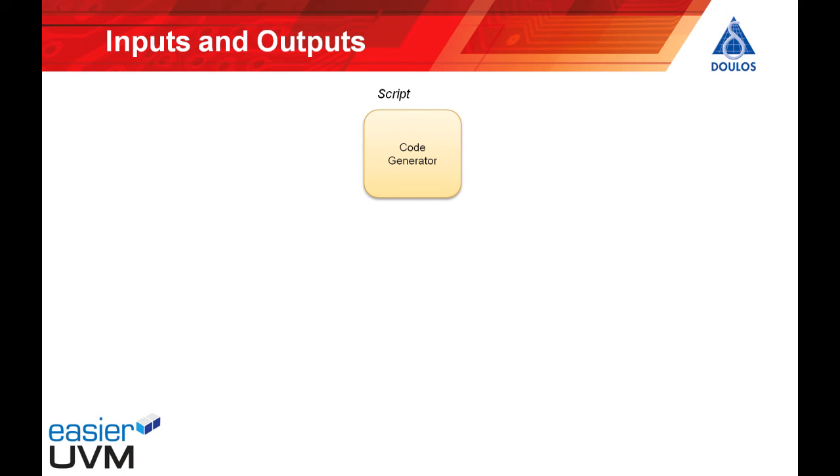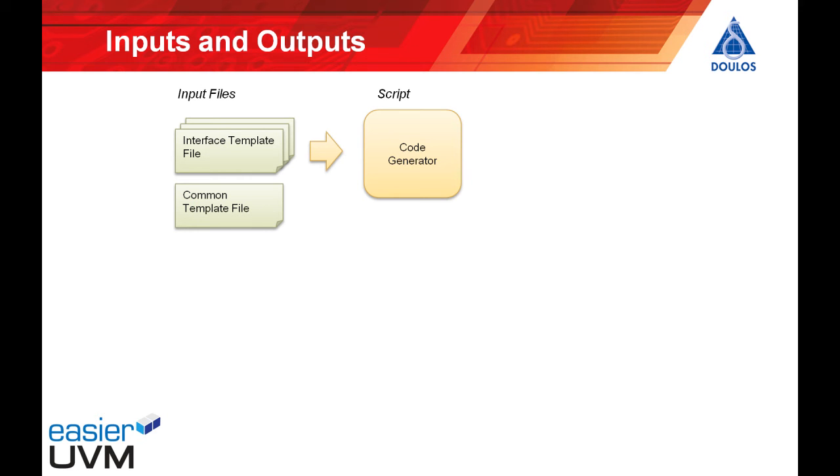The code generator itself consists of just one Perl script. It takes a set of input files and generates some output files. On the input side, the main files are a set of interface template files and a common template file. There's one interface template file for each interface on the DUT, which will be driven by an agent in the generated UVM environment. There's also a common template file, and that contains both settings that are common across all the interfaces and also settings for the top-level env, the test, and the modules.